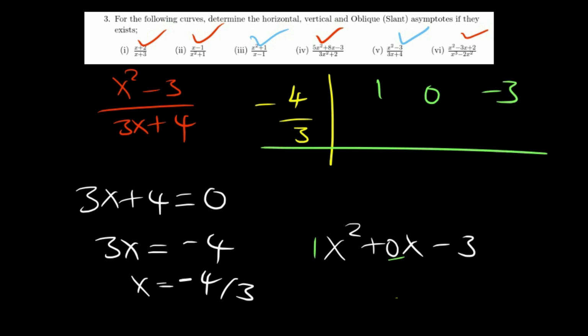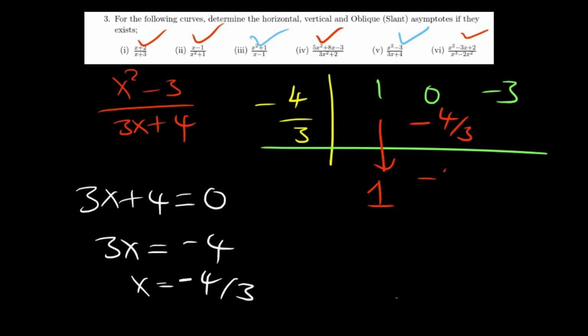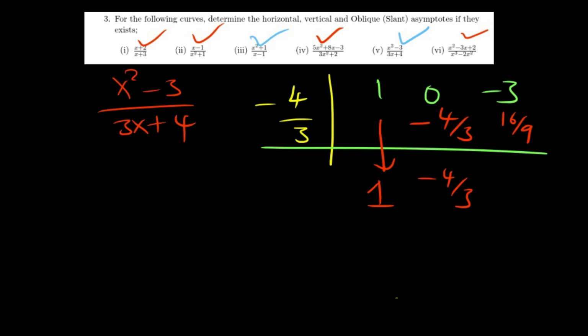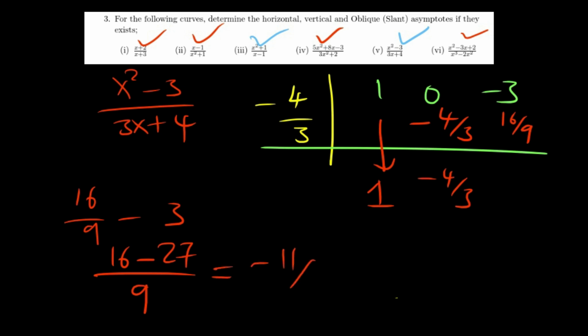Well, how do you go about it? So first of all, drop the first coefficient and then multiply by that. So that would be negative 4 over 3. Add with a 0 to be negative 4 over 3. Multiply by negative 4 over 3 again to be 16 over 9. Now what you have is negative 3 plus 16 over 9. So 16 over 9 minus 3. Common denominator 9, 16 minus 9 times 3 is 27. So that's going to be negative 11 over 9. Hopefully my calculations are okay.